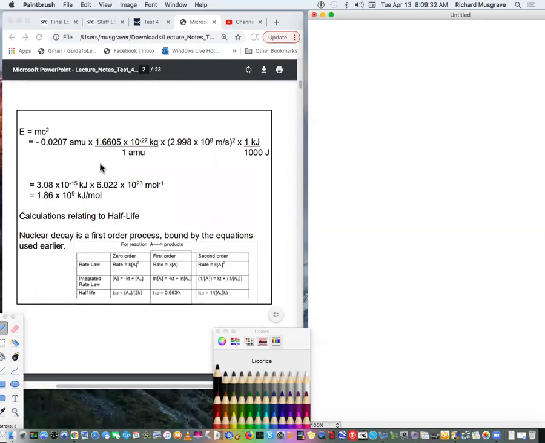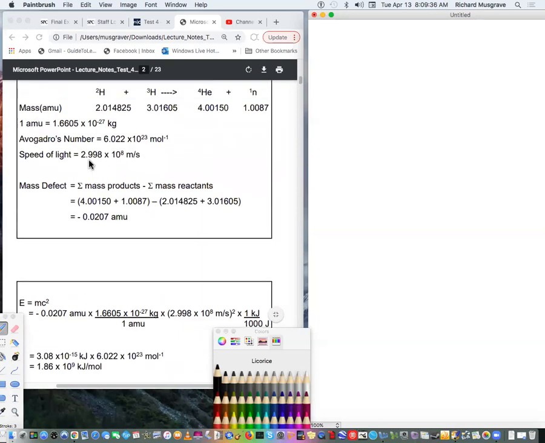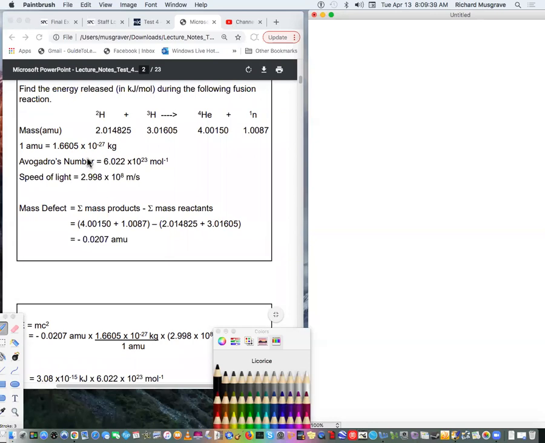Can I ask a quick question? Yes. So for mass defect, will we be given the mass for each element? Oh, yeah. You can't do it otherwise. Okay, all right, thank you. Yeah, you'll always be given that. So that one's not too difficult, is it?